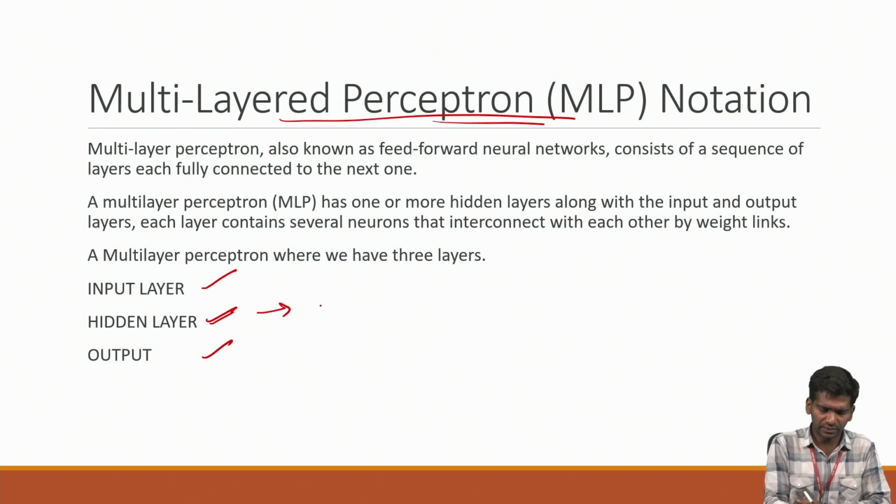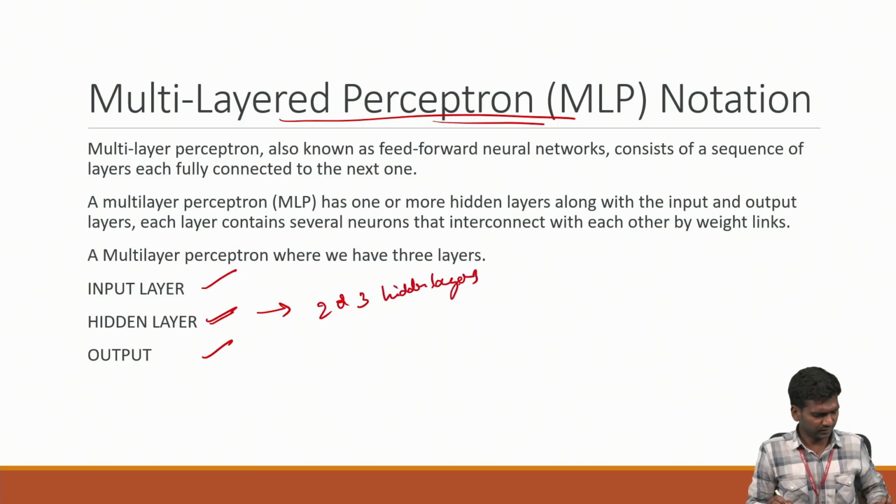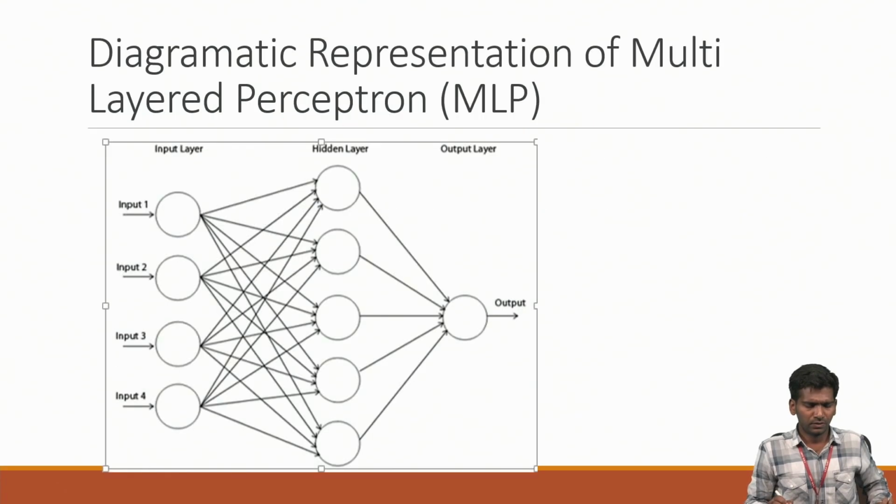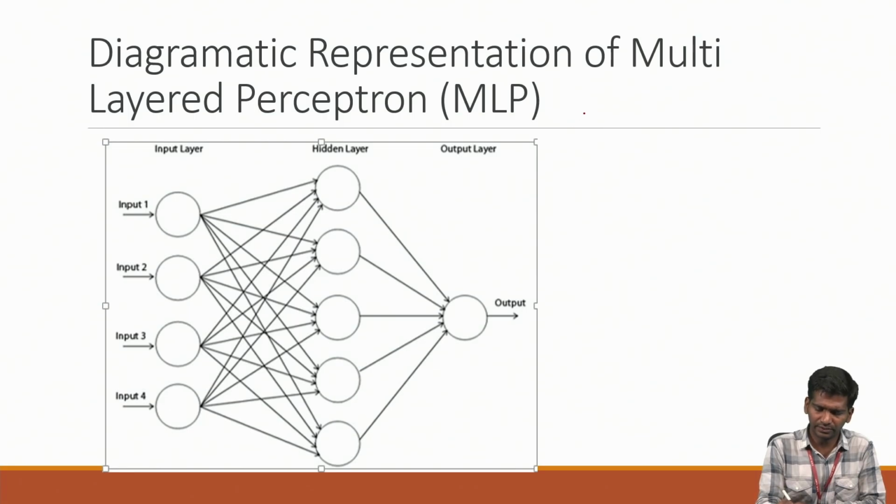So what are these hidden layers? Generally we take 2 or 3 hidden layers. I can draw MLP similar to this also. So I'll redraw SLP and MLP to show how they look. SLP will look like this.